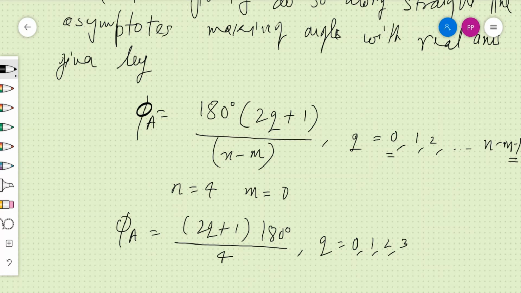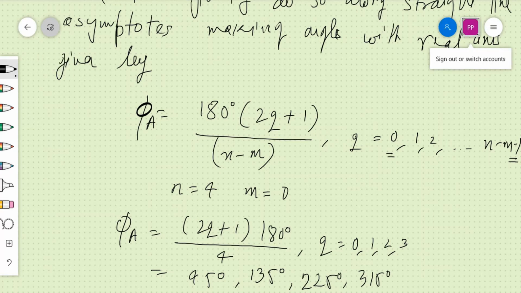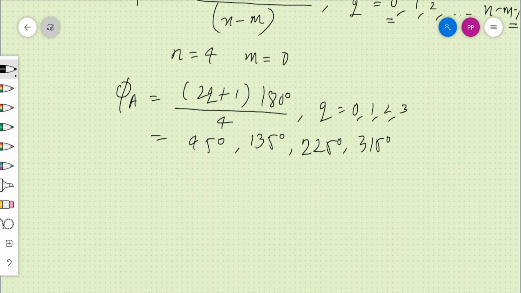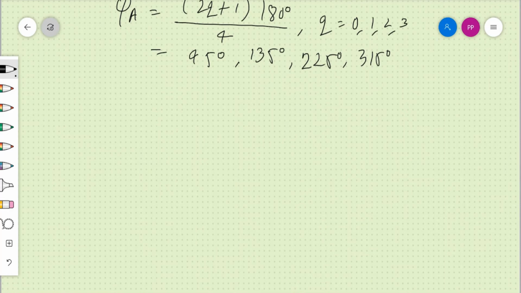So what are these values actually? We start from q equal to 0: 180 divided by 4 is 45 degrees, and they are all multiples of 45 degrees. So it becomes 45 degrees, then 135 degrees, then 225 degrees, then 315 degrees. You can pause this lecture and calculate it yourself to verify it. So let us plot it and see how this will come.